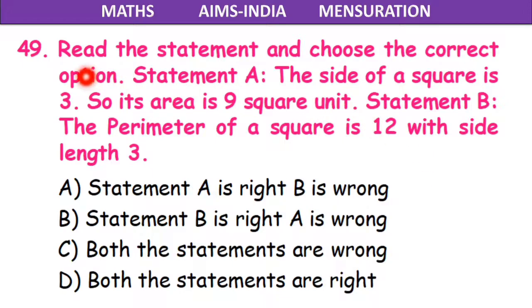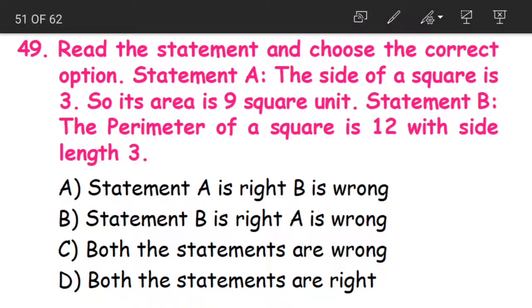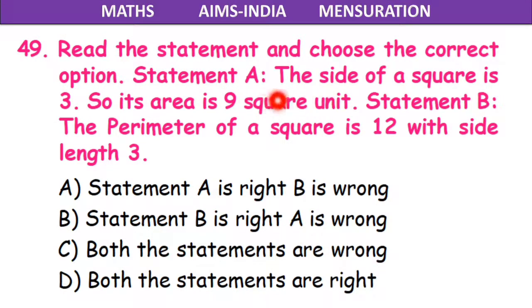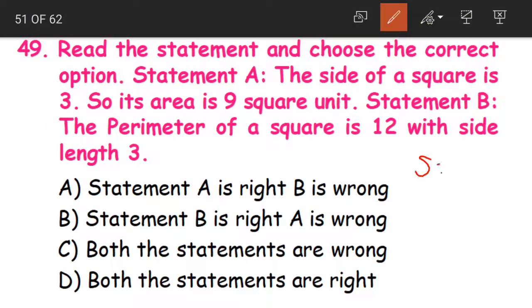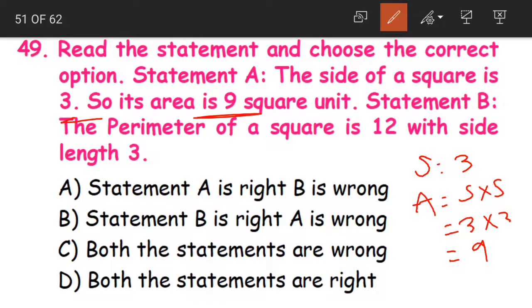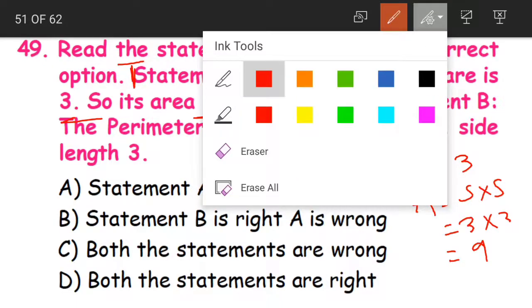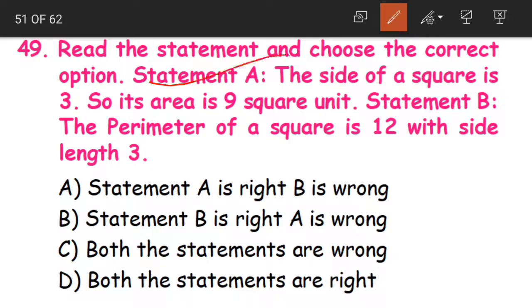Next question 49. Read the statement and choose the correct option. Statement A, the side of a square is 3, so its area is 9 square units. S is equal to 3, then area becomes what? S into S, that is 3 into 3, that is equal to 9. Yes, the side is 3, area becomes 9 square units. Statement A is true. Coming to statement B.